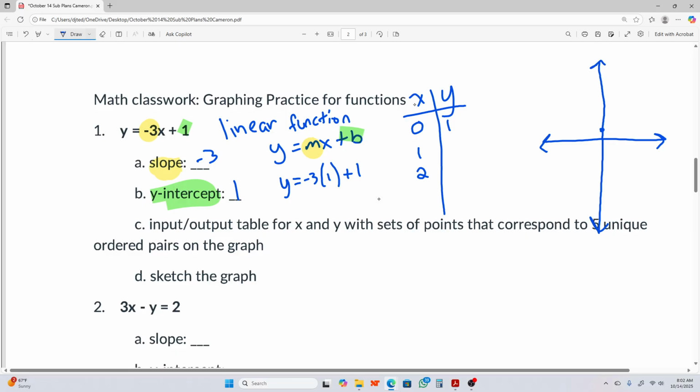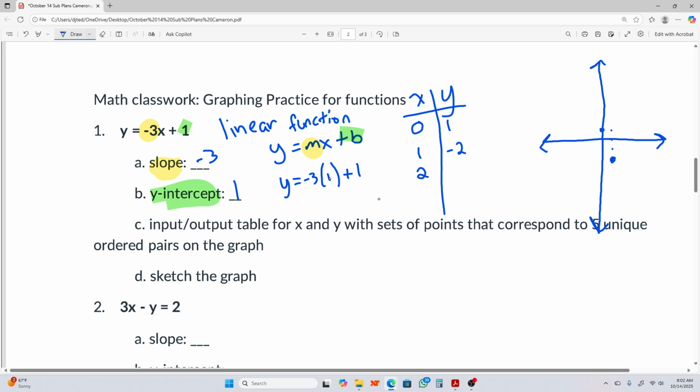And then we can see when our x goes up by 1, so I'm plugging in this x as a 1. Negative 3 times 1 is negative 3. Negative 3 plus 1 is negative 2. So as our x goes up by 1 here, our y goes down 3. 1, 2, 3. Your next point would be here.